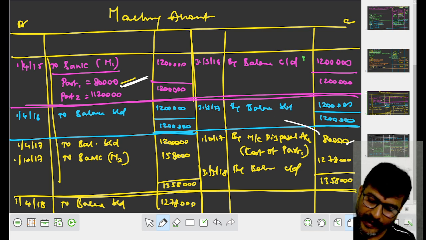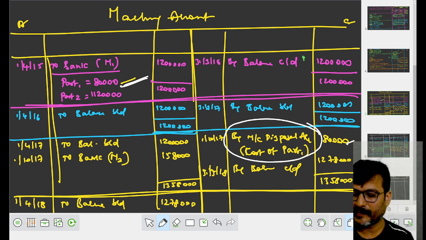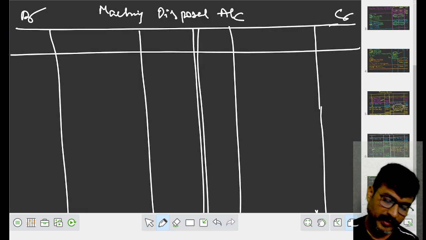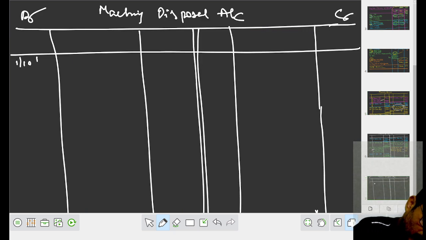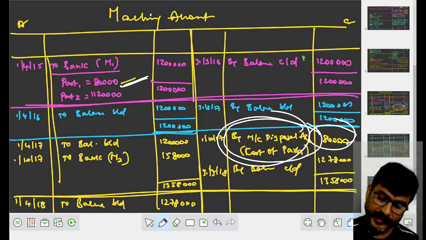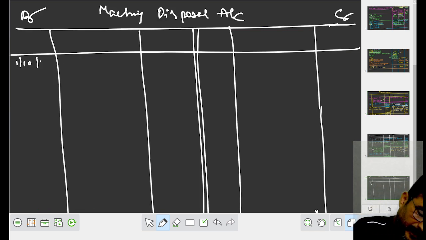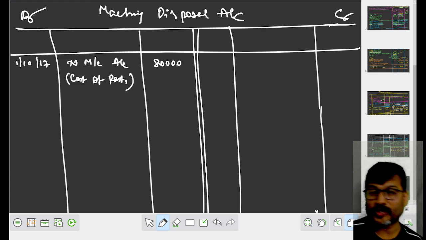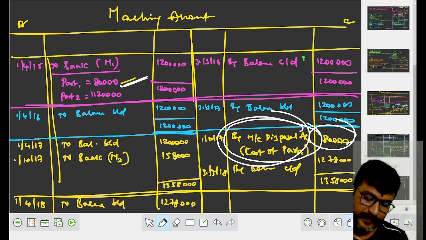See, here we have written by machinery disposal 80,000. In machinery account we have a by disposal. In disposal on 1st October, which date is it? It is the date of 17. To machinery account, cost of part 1. What is the cost of part 1? 80,000. Am I right? 80,000 is the cost of part 1.